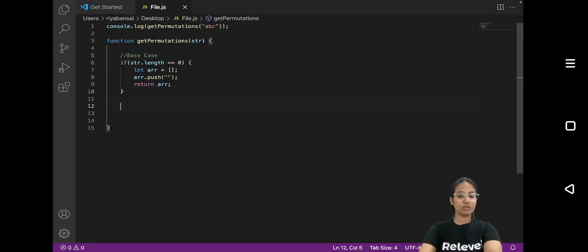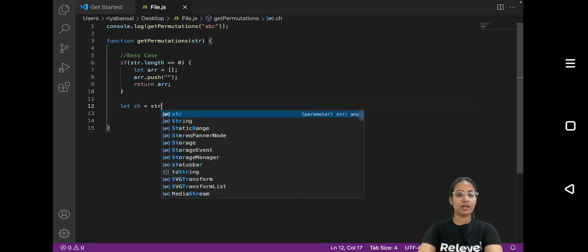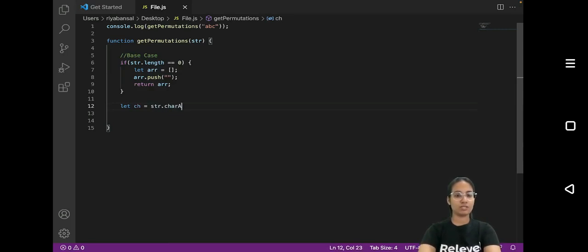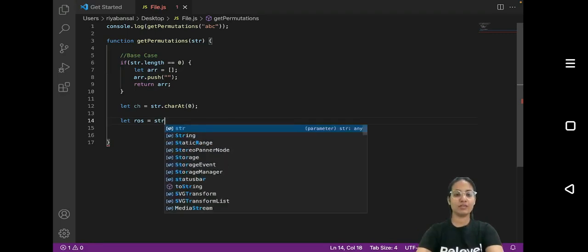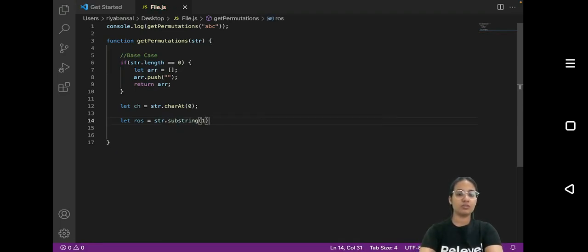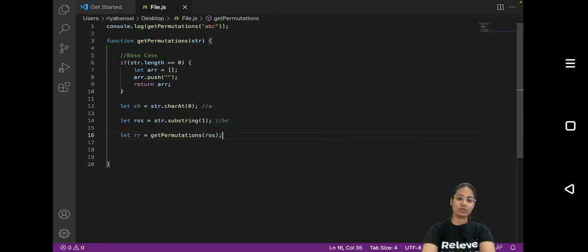Next, we will take the first character. And how do we get the first character of a string? This is basically str.charAt(0). Then after that, what is the rest of the string? If ABC is taken and I remove A, I need BC, and for that I do this. Now this is having A and this is having BC, which is our smaller problem. So I will store the recursion result, the result for the smaller problem, when I pass ROS to it.